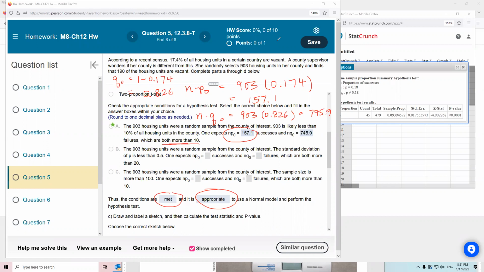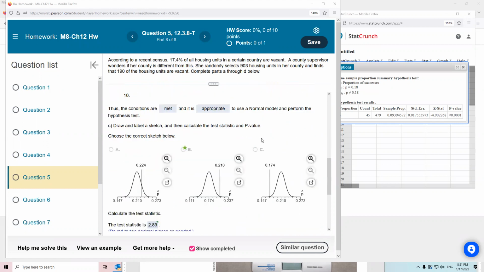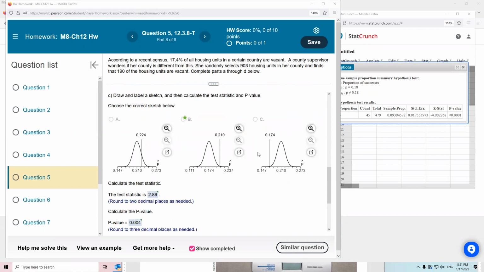Okay, let's go down to the next section. It wants to know which one of these normal curves is appropriate. Well, the mean should be the same as 0.174. So only this middle diagram here has the mean 0.174. So that means that's correct. We need the test statistic and the p-value. So let's go back to StatCrunch.